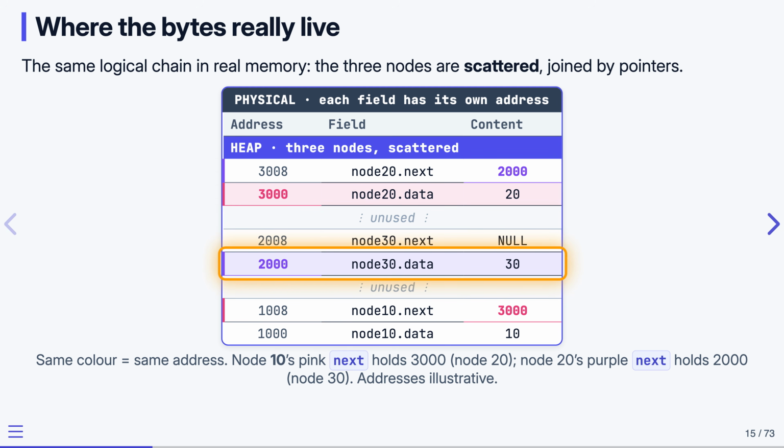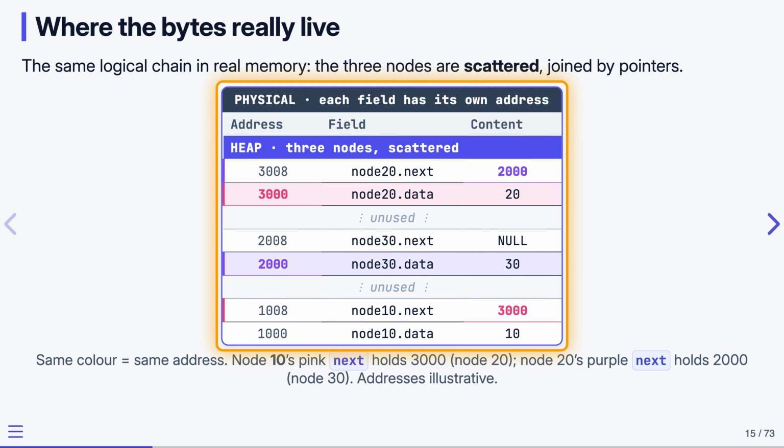We follow that last address and we reach node 30. Its data field holds 30. Its next field holds null, which means the chain ends here. There is no fourth node. So the logical chain 10, 20, 30 is neat and in a line. But in memory, the three nodes are scattered and pointers join them. Same data, two pictures. In C, we must always track both.